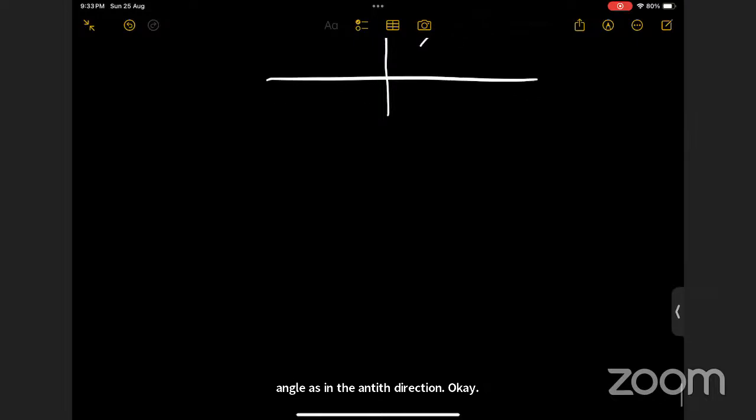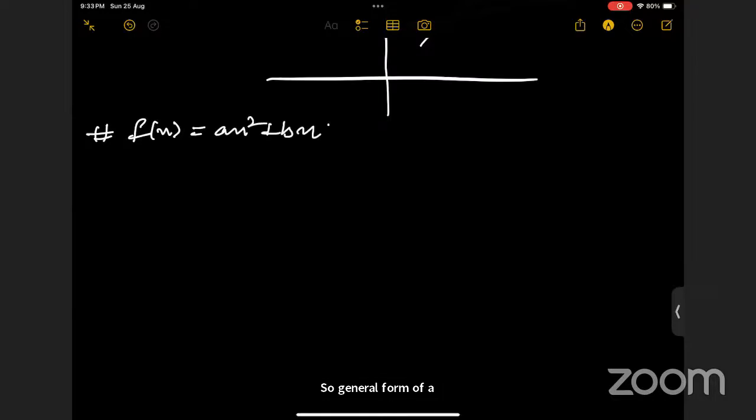Okay, let's get back to the quadratic function. The general form of a quadratic function was like that, right? What was the slope? I'm asking for the slope. Yes, 2ax plus b.